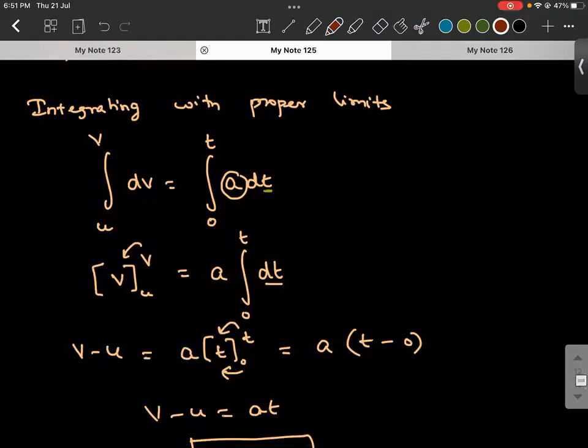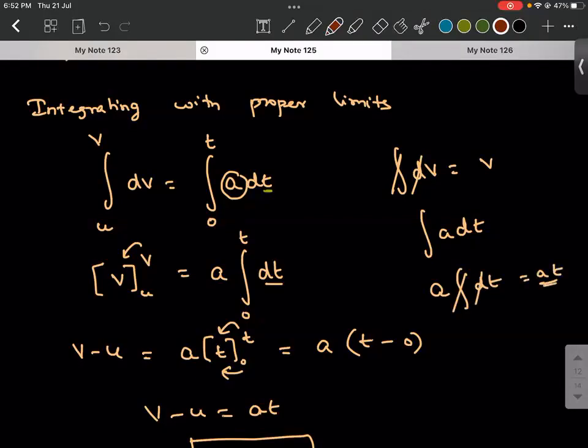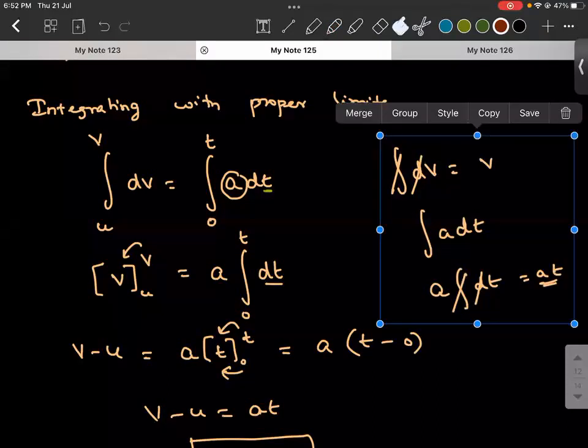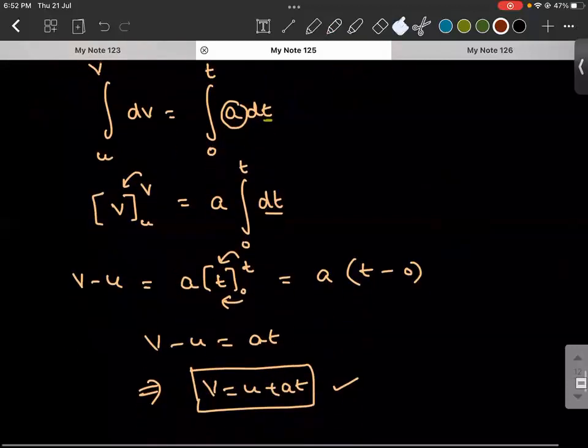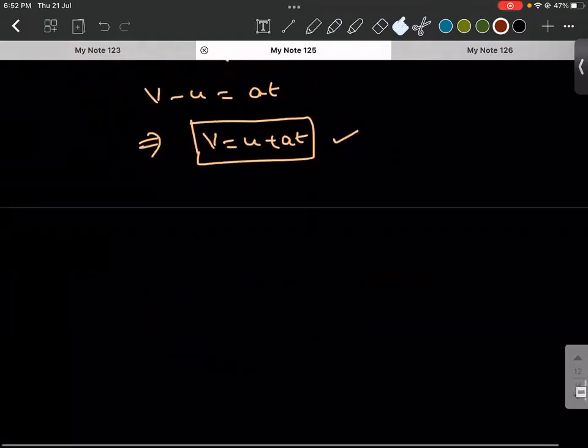Which integration? Integral of dv is v, because integral and derivative are counter operations of each other. Similarly, when you have integral of a dt, whatever is a constant can be taken out of the integral. So a is constant because you are talking about uniformly accelerated motion. So for integral of a dt, the integral and d will get cancelled, and you will get a into t. Shall I proceed?